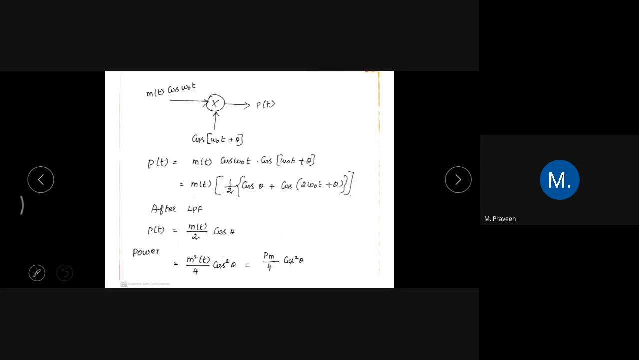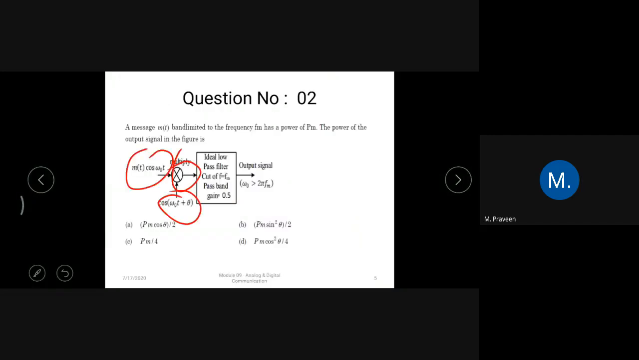Okay. Now it is in the form of cos A into cos B. So I can use the basic trigonometric formula, cos of A plus B plus cos of A minus B, whole divided by 2. If I do this, I will get 1 by 2 cos theta plus cos of 2 omega naught t plus theta. Now this signal is passed to the low pass filter.